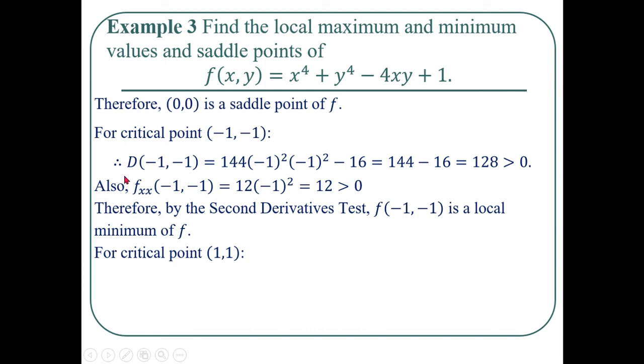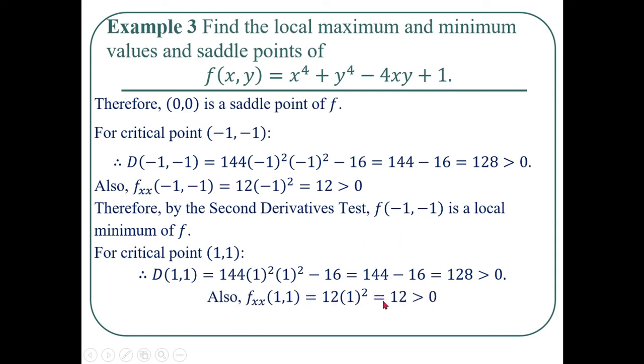For critical point (1, 1), d at (1, 1) will be, in the similar fashion, 128, greater than 0. And again, fxx at (1, 1) will be the same, 12, greater than 0. Means we can say, by the second derivative test, the function has a local minimum at the point (1, 1) also. So f of (1, 1) is a local minimum value, and this also has the same value, minus 1.